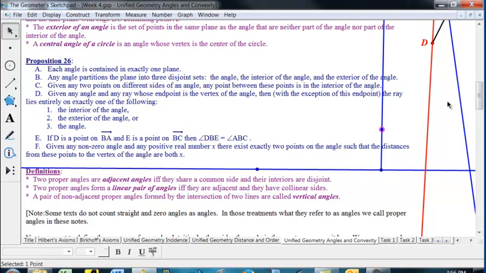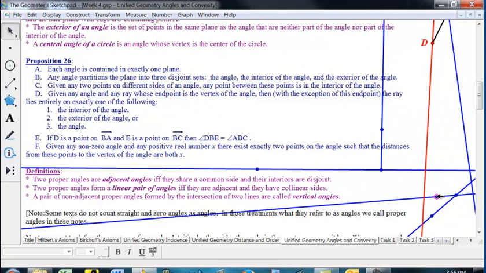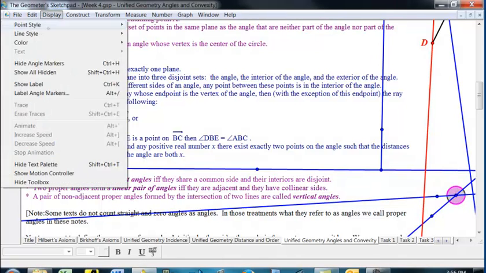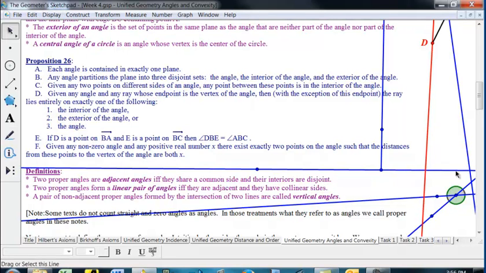If you have two lines that intersect, notice that the two lines contain several different angles. There are actually multiple angles formed here. If you only count the proper angles, we have a pair of vertical angles here and here, and another pair of vertical angles here and here. Let's do a little color coding here. How about green for that, and then for this one, let's make it red.